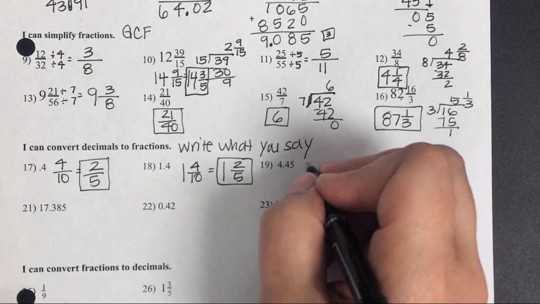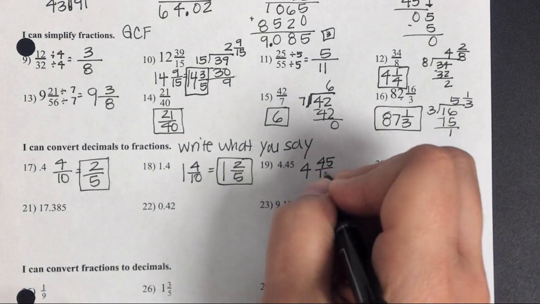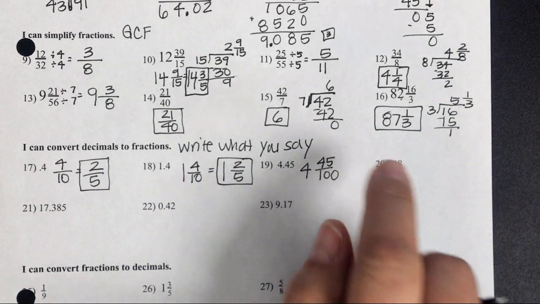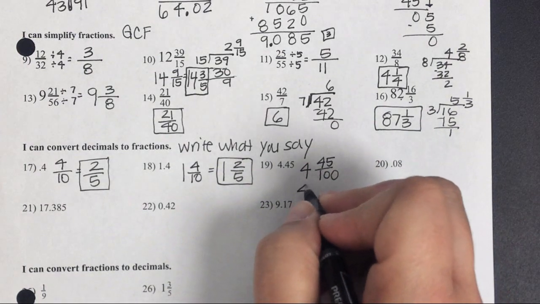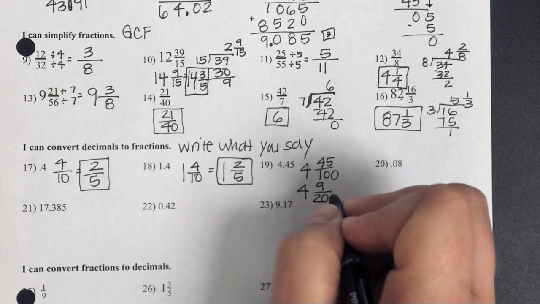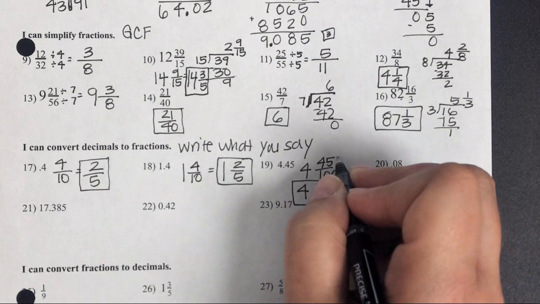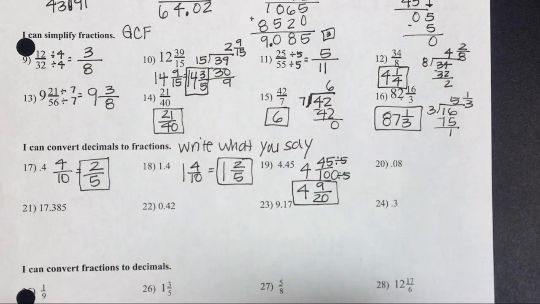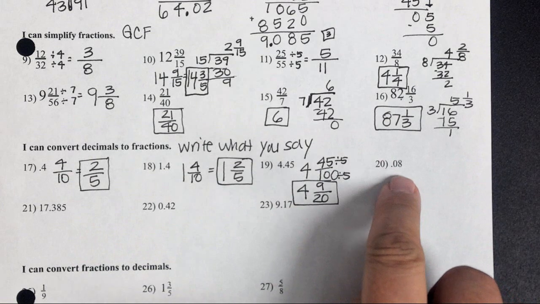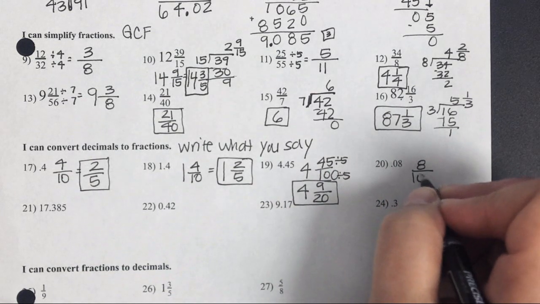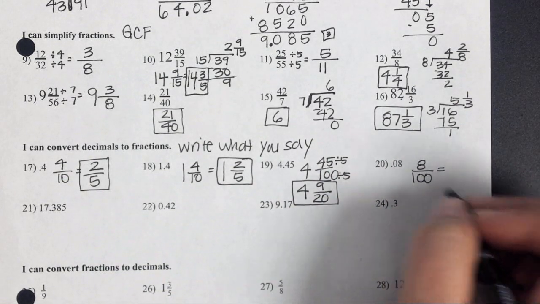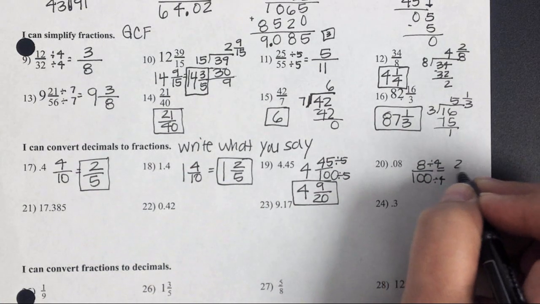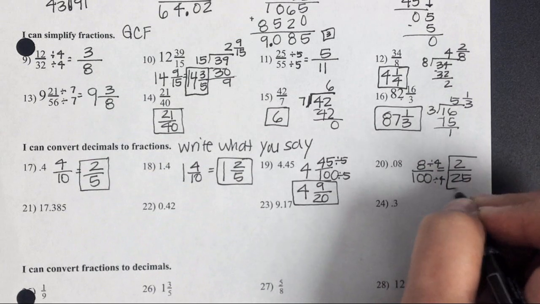Okay, this would be 4 and 45 hundredths. Again, they both end in 5 and 0, so we can divide both numbers by 5. So that would give us 4 and 9 over 20. And that's because 45 divided by 5 would give us 9, and 100 divided by 5 would give us 20. Okay, this number would read as 8 hundredths. 4 would be our greatest common factor on both of these, so we would divide both by 4, and that would give us 2 over 25.